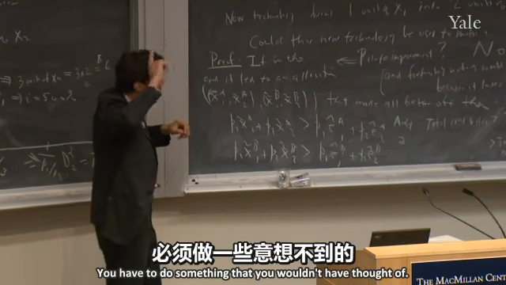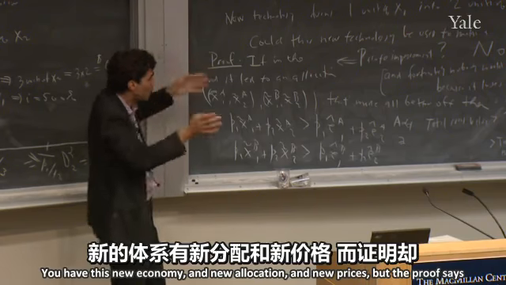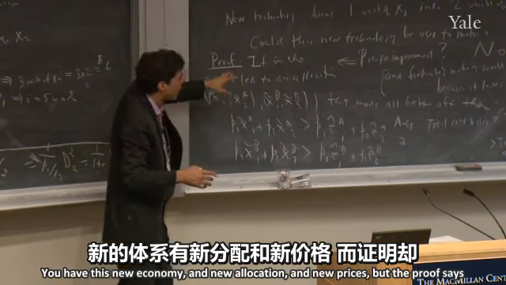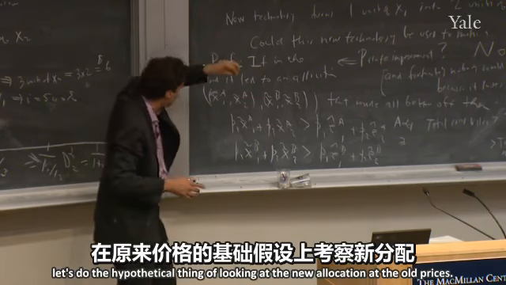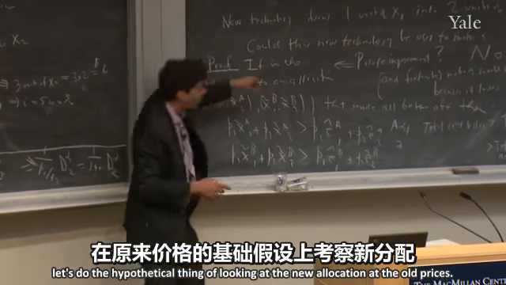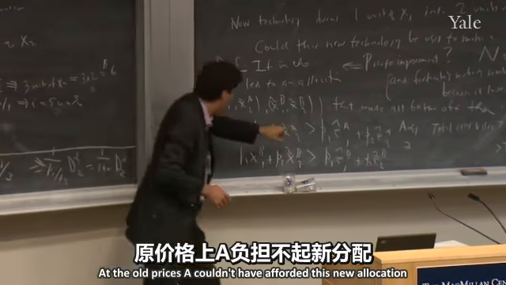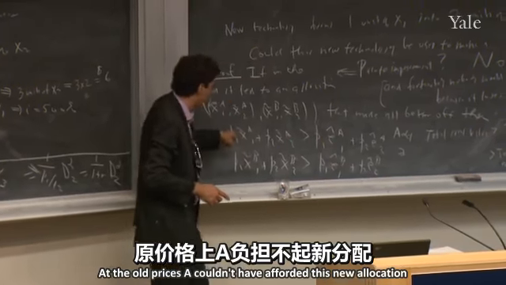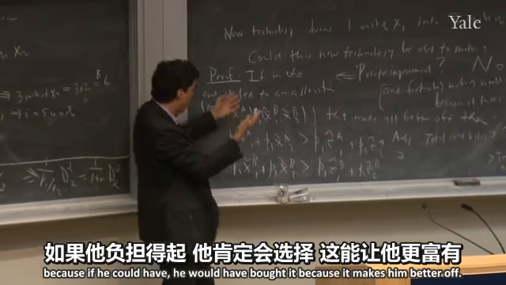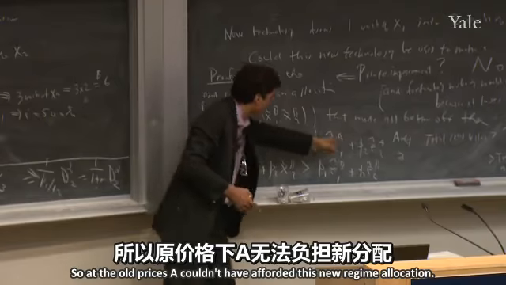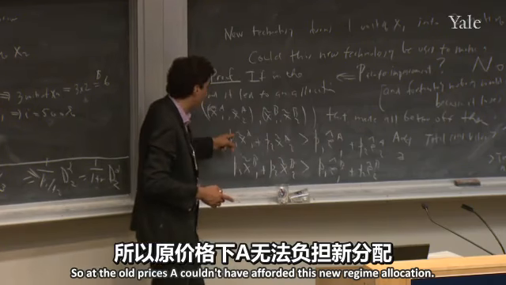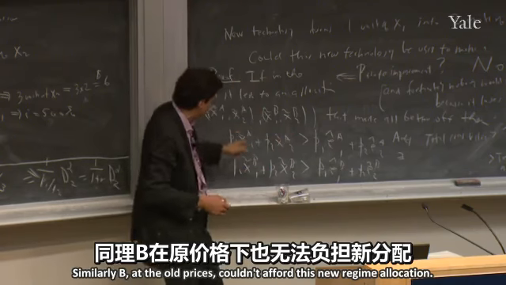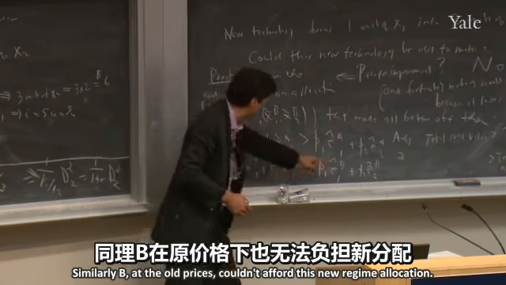You have to do something that you wouldn't have thought of. You have this new economy, a new allocation, and new prices, but the proof says, let's do the hypothetical thing of looking at the new allocation at the old prices. At the old prices, A couldn't have afforded this new allocation. Because if he could have, he would have bought it, because it makes him better off. So at the old prices, A couldn't have afforded this new regime allocation. Similarly, B at the old prices couldn't afford this new regime allocation.